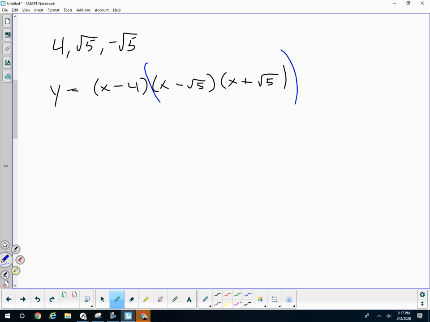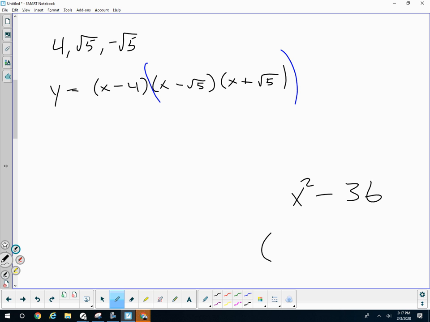These two first. Don't multiply the x minus 4 by the x minus root 5 first. That's going to make it more complicated than it needs to be. Multiply the x minus root 5 and the x plus root 5. Multiply? Yeah. Everybody pause. You're going to figure this out shortly.